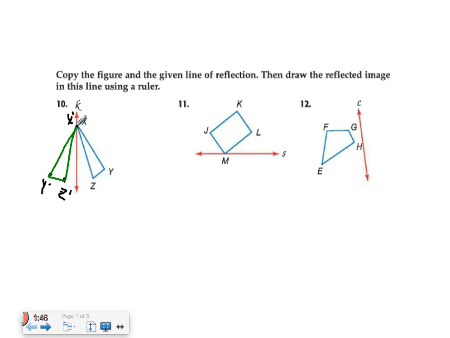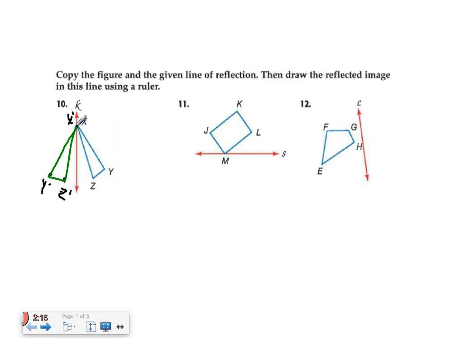Okay, so 10 through I think 14, that's all it was asking you to do, was to reflect that shape, the pre-image, over the line. Let me grab my book here just to make sure that's all it was asking, but I'm quite certain it was. Yeah, so those ones, you're just reflecting over the line.